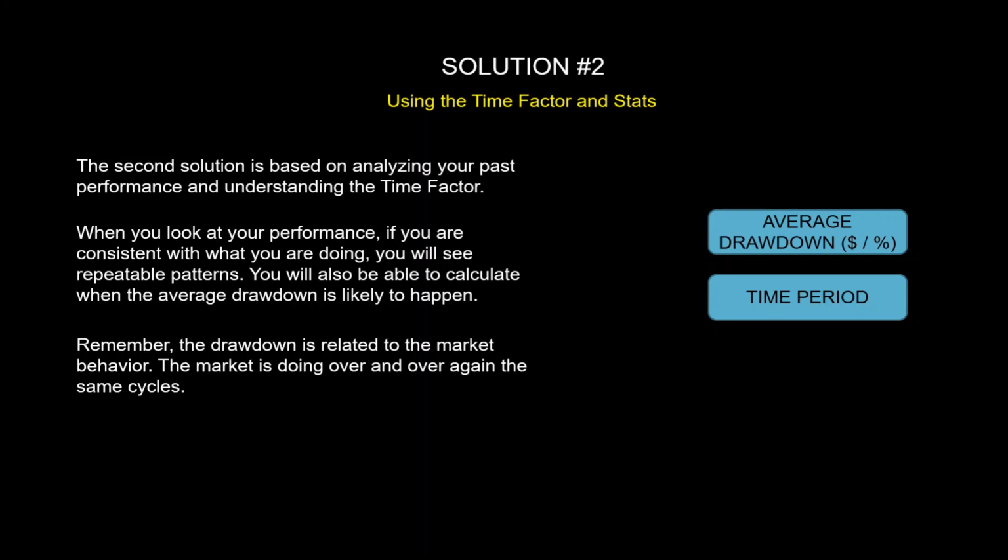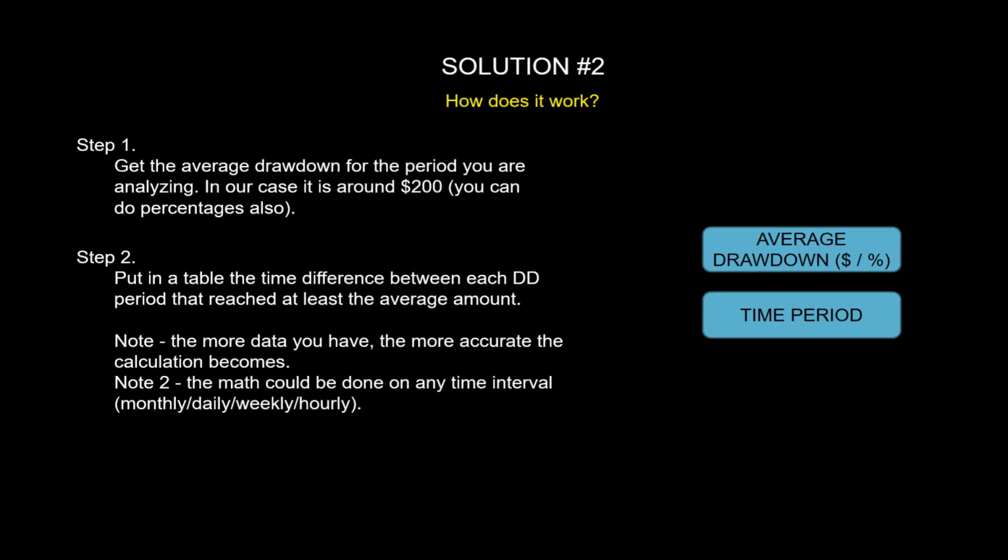Now let's dive into it a bit deeper. How exactly does this thing work? Well, the very first step is to get the average drawdown for the period that you're going to be analyzing. In our case, the average drawdown is around 200 bucks. You can also do percentages here, but we're doing a fixed amount of money.